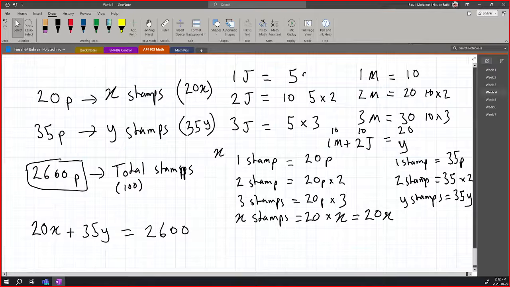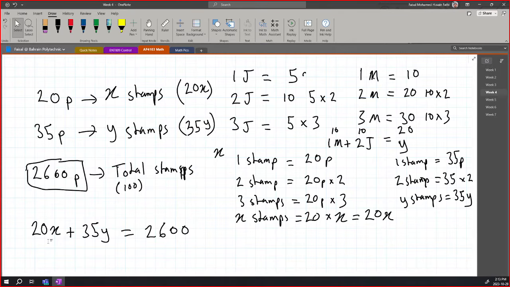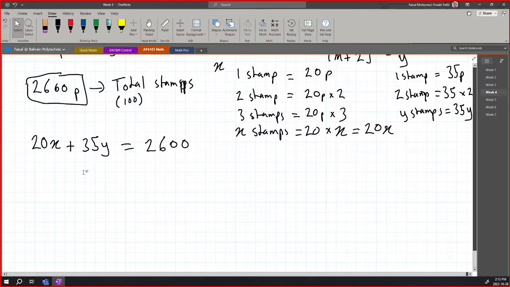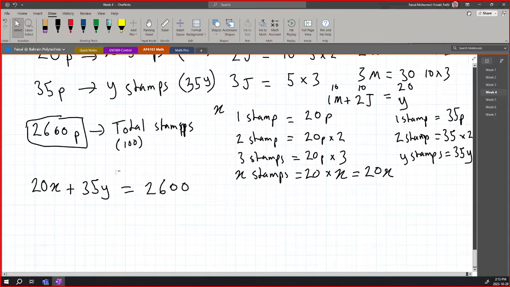Here we are doing the same exact thing. We are looking at the stamps we want to buy. I bought x stamps, each stamp for 20 pence, so I bought a specific number. Then the 35y is the same thing, I bought a specific number of stamps, and I know the total price came to 2600 pence. So when I bought these two kinds of stamps, the total price is 2600, and we have x number and y number, and that's it, simple.